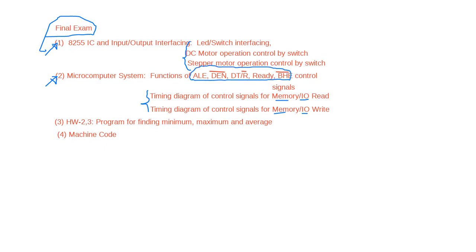And then from homework 2 and 3, there are many programs. So programs for finding minimum, maximum, and average. Okay, and then finding the machine code. So yes, this is all about the final exam question pattern.